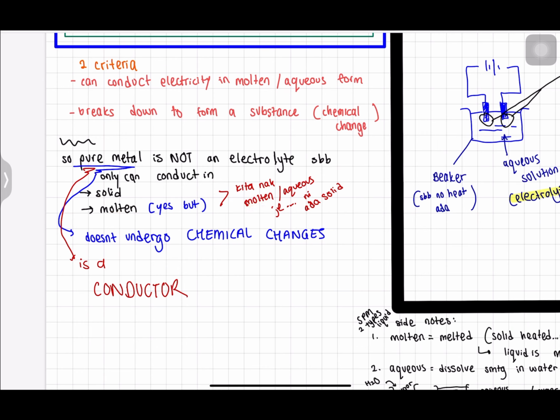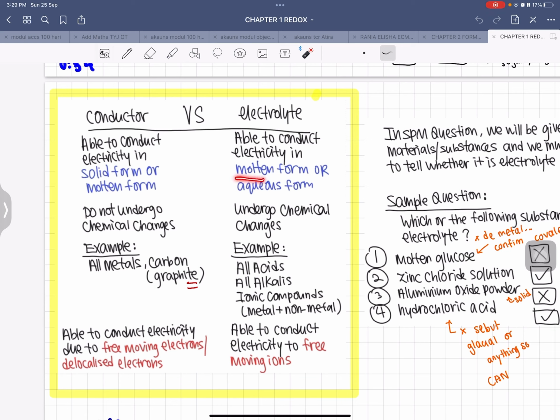Let's check out the comparison between the conductor as well as the electrolyte. A conductor is able to conduct electricity in both solid or molten form, but electrolytes are molten and aqueous. A conductor does not undergo chemical changes, whereas electrolytes do undergo chemical changes. Examples of conductors are all metals and carbon as well. Another name for carbon is graphite. Now take a look at electrolytes. Everything that is an electrolyte is basically an acid, alkali, or ionic compound. And a quick revision, ionic compounds are basically metal and non-metal, with the strong electrostatic force between these two.